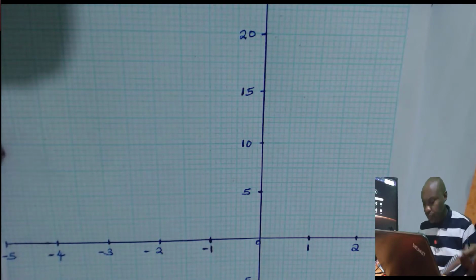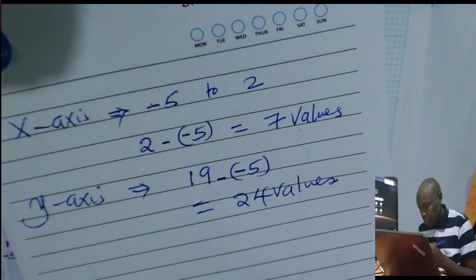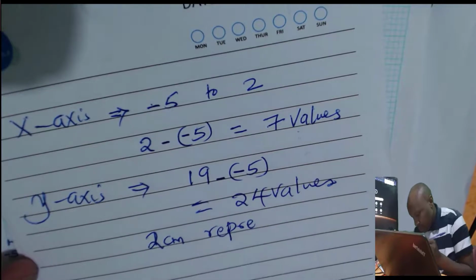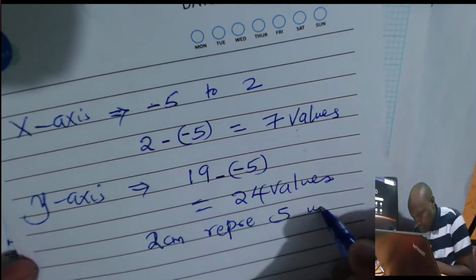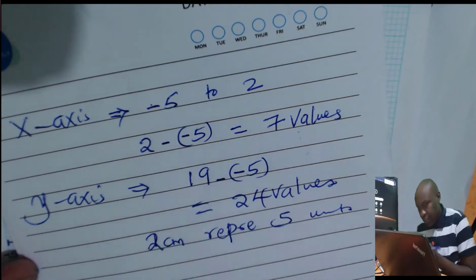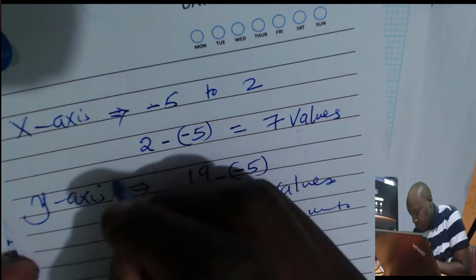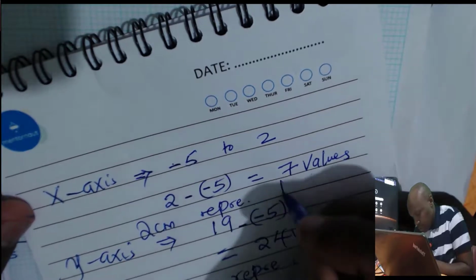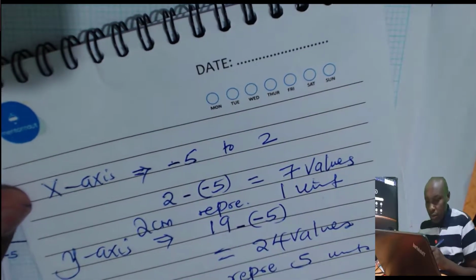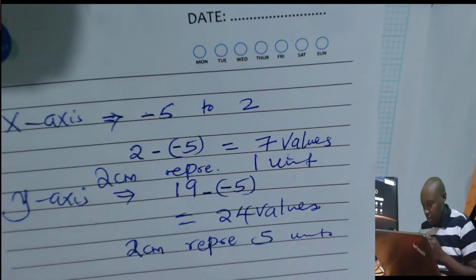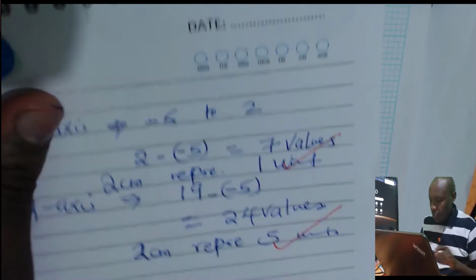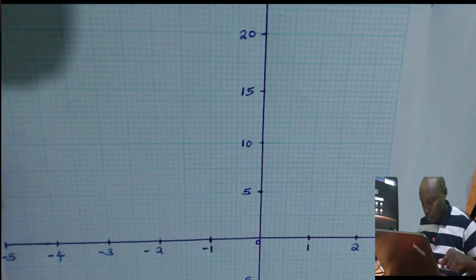So that is a scale, and that is how you lay the scale. So here I'll use 2 centimeters to represent 5 units. Then for the x-axis, I've decided to use again 2 centimeters, which are 2 squares, to represent 1 unit. So those are the 2 scales that I have used, that one and that one. Now let us go direct to the plotting and see how we're supposed to plot these.